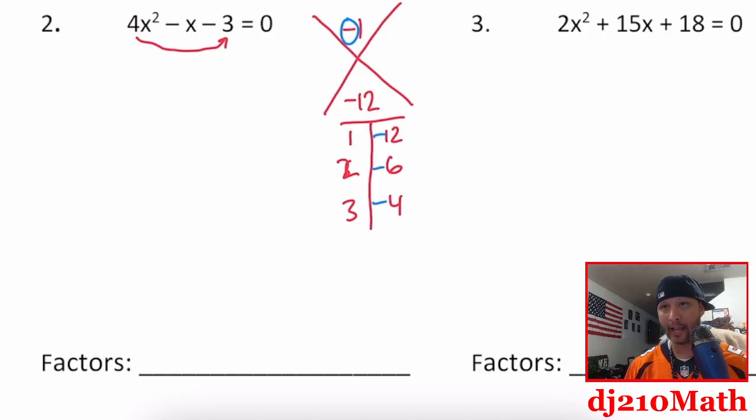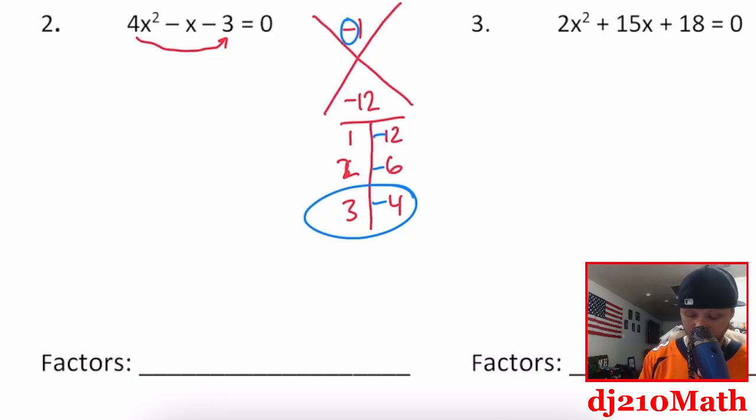So I always just analyze the symbols on the numbers, right? Negative 12, negative 1. So long story short, the big side gets the number. And we said it was 3, negative 4. So the factors are going to be x plus 3, x minus 4.